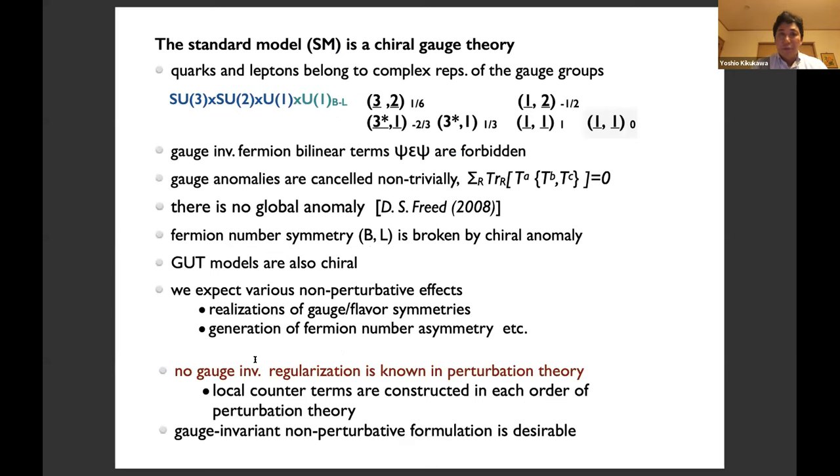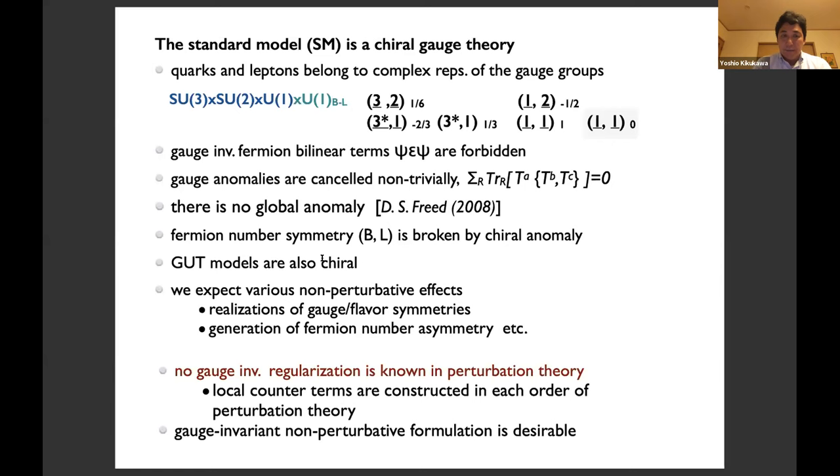As you know, the standard model is a chiral gauge theory. Quarks and leptons belong to complex representations of the gauge groups SU(3), SU(2), U(1). Because this representation is complex, gauge-invariant fermion bilinear terms are forbidden, but gauge anomalies are cancelled non-trivially in the standard model, and there is no global anomaly, as shown this year. Fermion number symmetries B and L are broken by the chiral anomaly. GUT models of the standard model are also chiral.